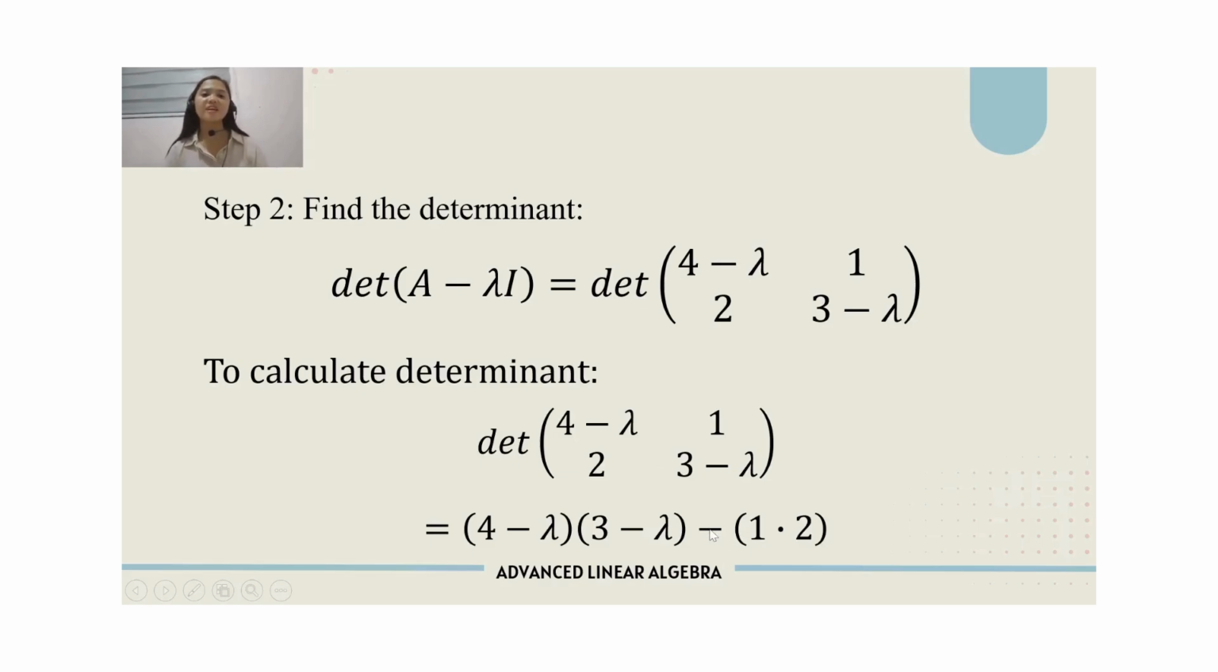Step 2. Find the determinant. So the determinant of the square matrix minus lambda times the identity matrix equals the determinant of the first row, which is 4 minus lambda and 1, and the second row, which is 2 and 3 minus lambda. In calculating the determinant, we will multiply 4 minus lambda times 3 minus lambda and then minus the product of 1 and 2.